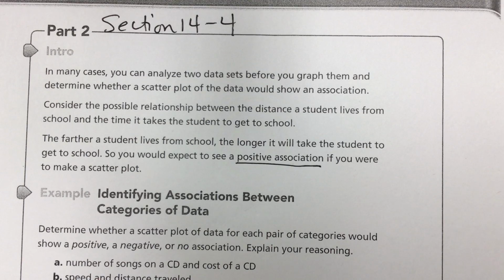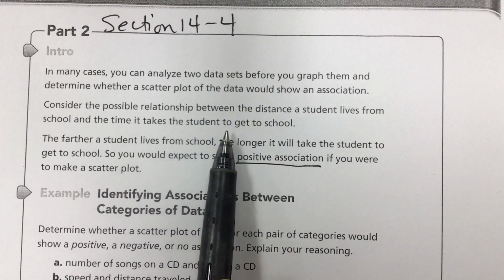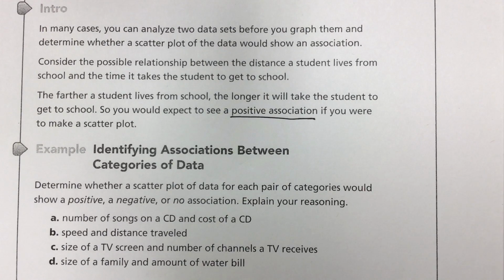So yes, there is a relationship between the distance a student lives from school and the time it takes the student to get to school. So that would be a positive association. So let's look at these examples here.